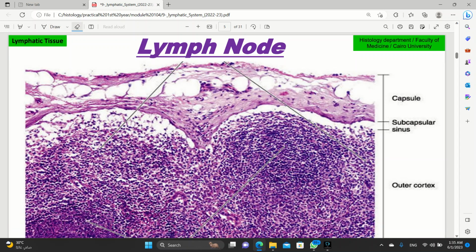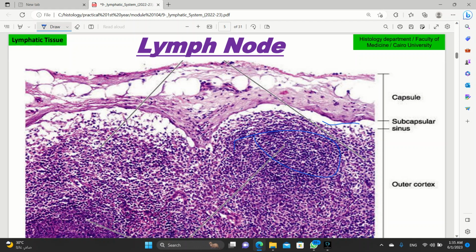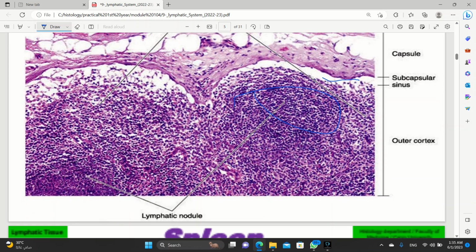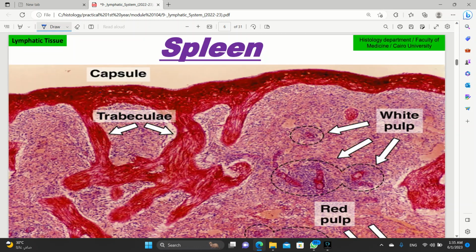Go. Who's that? Lymph node again. Yeah, that's the capsule. We're histologists now. Who's that? That's the capsule. Subcapsular sinus. Here's a lymphatic follicle. Because we're in the cortex. And here, anything else? That's the cortex, subcapsular. Yeah, that's the lymphatic follicle. And we're done.